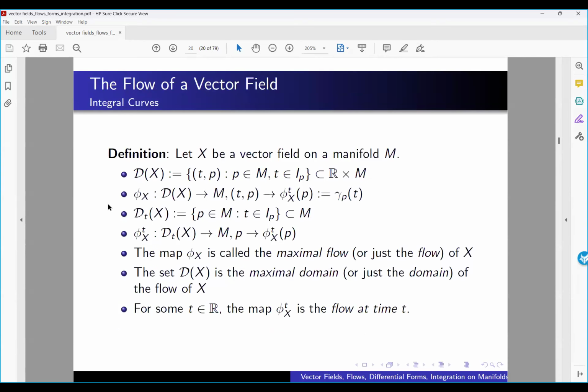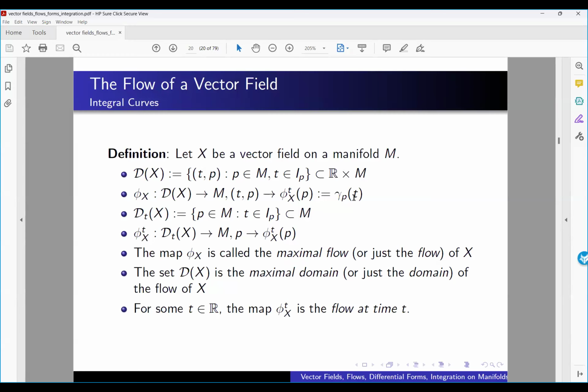Here we are. This phi t is defined on the domain of pairs of the form (t, p), where p runs over the manifold M and t is on the interval where we can define the curves. So it's a subset of R times M, and we define it such that every point p goes into phi t, which is gamma of p. These are the integral curves.